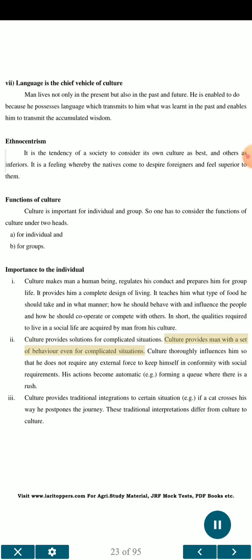Culture provides man with a set of behavior even for complicated situations. Culture thoroughly influences him so that he does not require any external force to keep himself in conformity with social requirements. His actions become automatic, e.g., forming a queue where there is a rush. III. Culture provides traditional interpretations to certain situations, e.g., if a cat crosses his way he postpones the journey. These traditional interpretations differ from culture to culture.